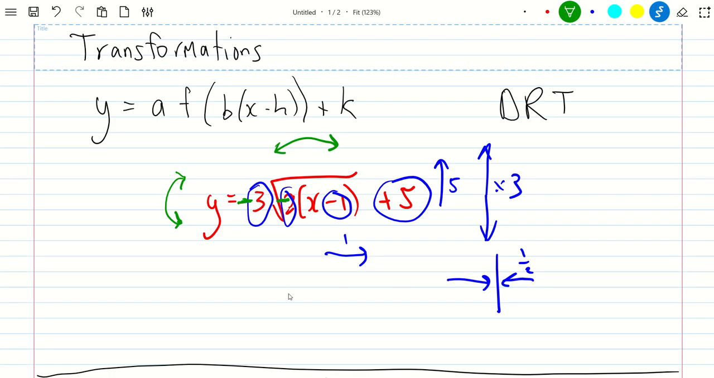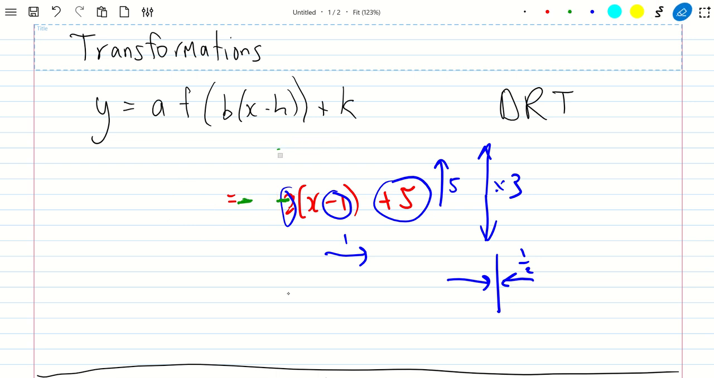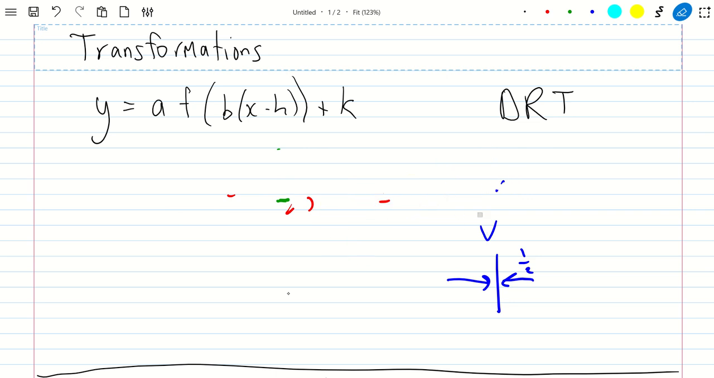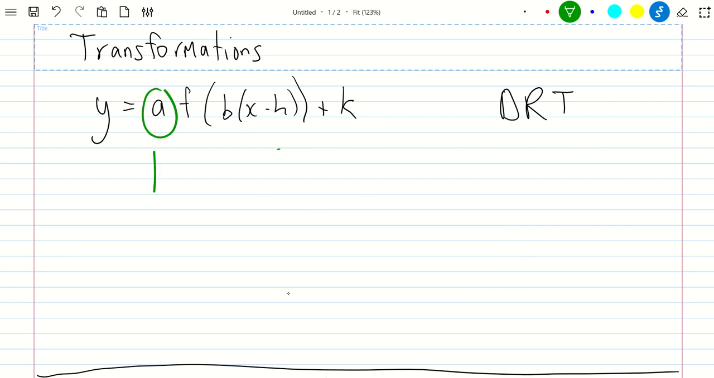So in general, we can write down what happens. Actually, I'm not going to write it down. That explanation should have been enough. You know all the bits. So if you've got that a, it stretches it up and down. That b, sorry, not the x, brain stopped working there, that b stretches it out this way and this way. The h moves it to the right, and that k moves it up.